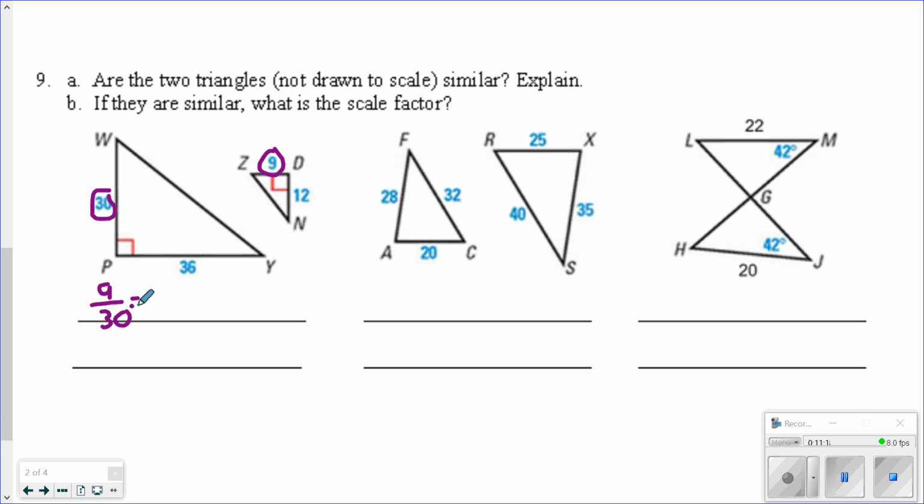This simplifies. They're both divisible by 3, and so that would be 3/10. So that's my scale factor for the first side.